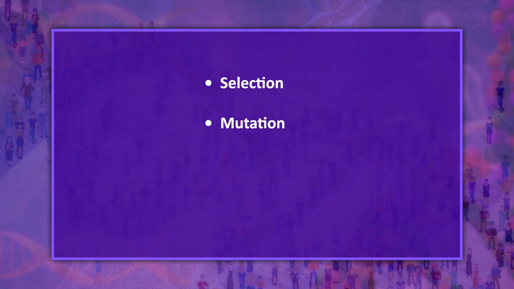Selection, mutation, migration, and genetic drift are the processes that alter allele frequencies. When one or more of these processes is active, the population deviates from Hardy-Weinberg's assumptions and evolution takes place.